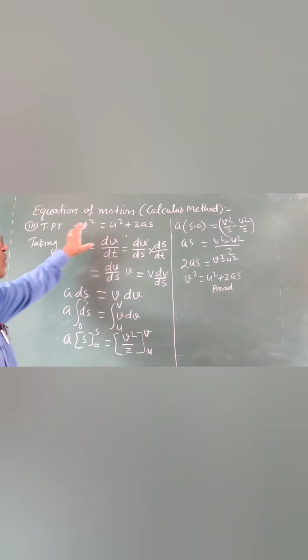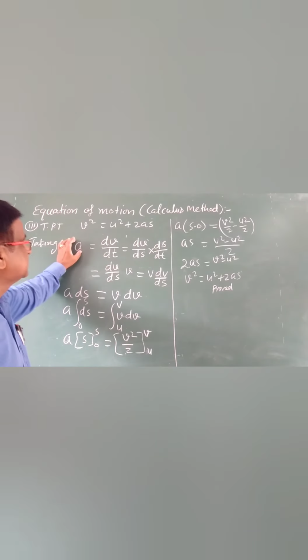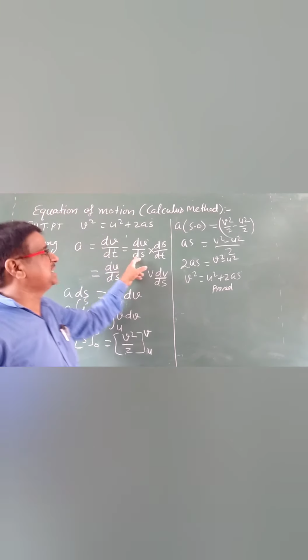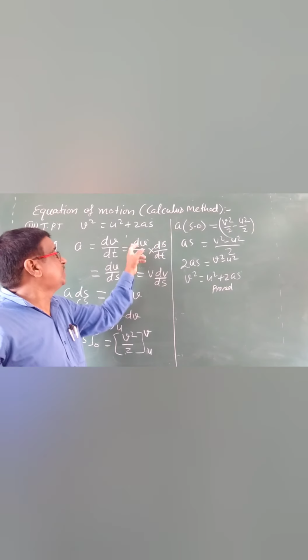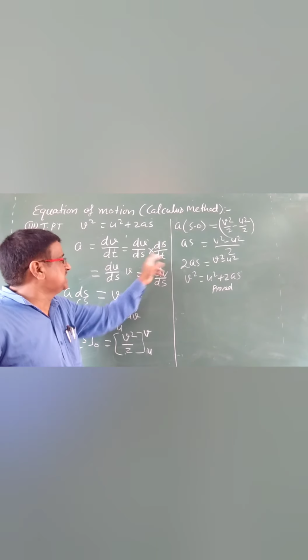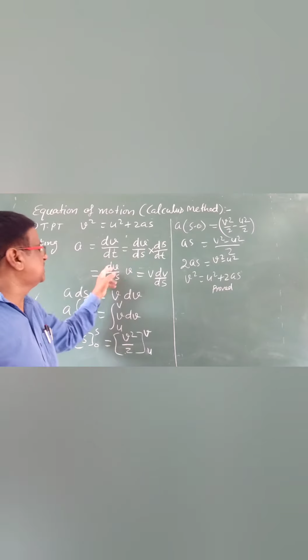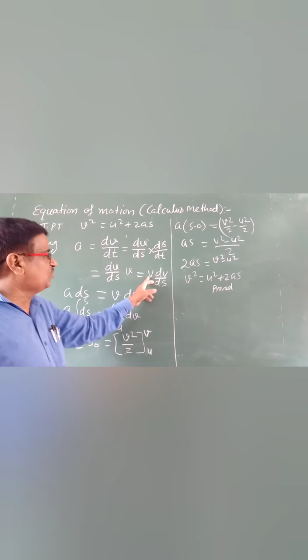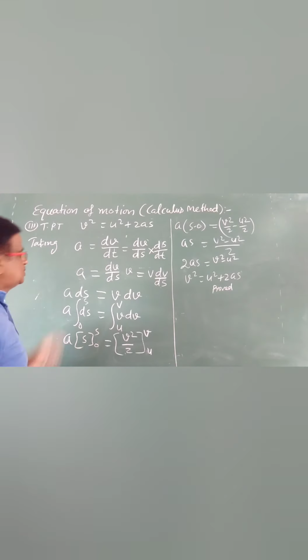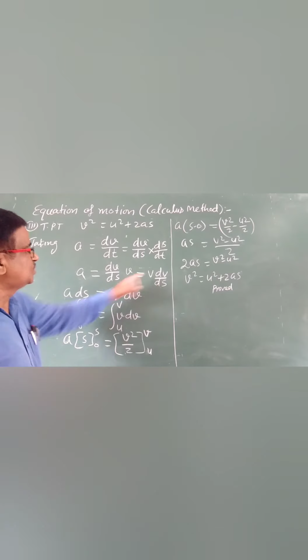Now come to equation number 3, the third equation of motion, v square is equal to u square plus 2as. To prove this using calculus, we will take acceleration is equal to the rate of change of velocity, dv by dt, and we will multiply and divide by ds. So we will get dv by ds into ds by dt, and ds by dt is v. So it will become v dv by ds, and ds can be taken to this side, so this will be a into ds is equal to v dv.